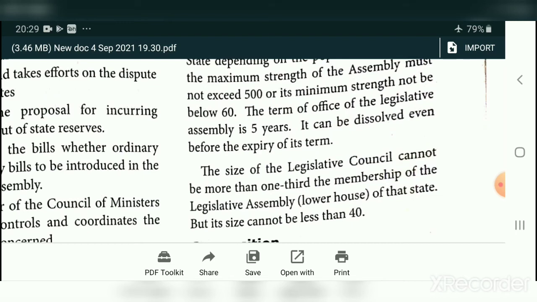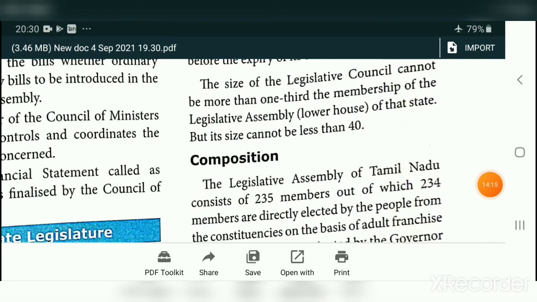The size of the legislative council cannot be more than 1/3 of the members of the legislative assembly, that is, the lower house of the state. So the size of the legislative council depends upon the legislative assembly. But its size cannot be less than 40. Now we will see the composition.